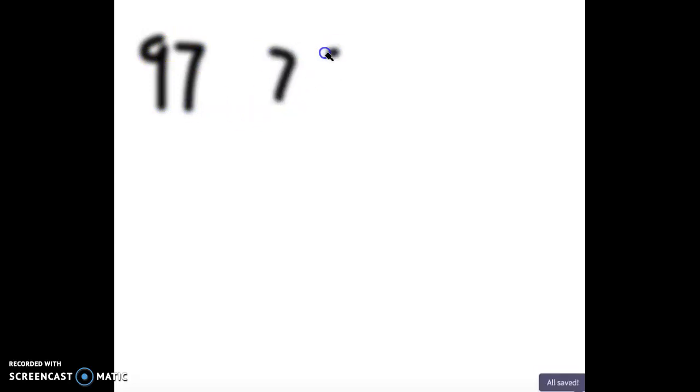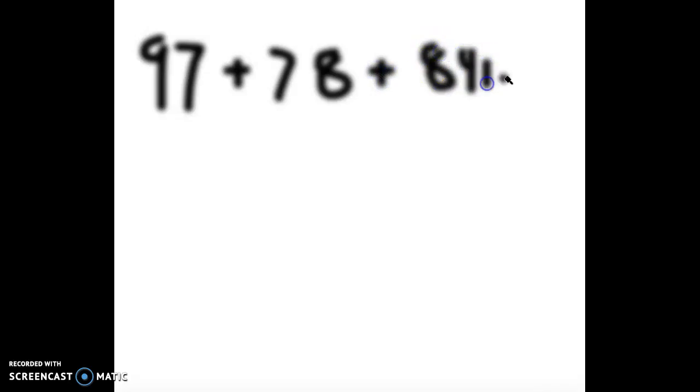So our numbers, we're going to write them up here: 97, 78, 84, and lastly 86. When we add all of those together, we get the sum of 345.